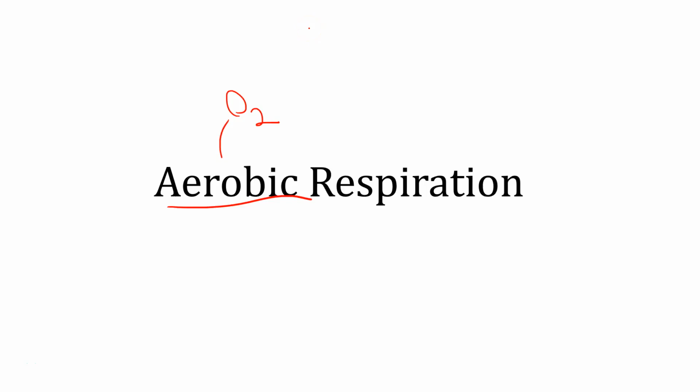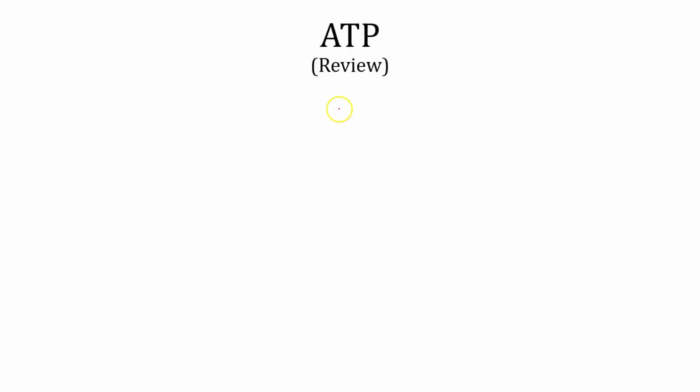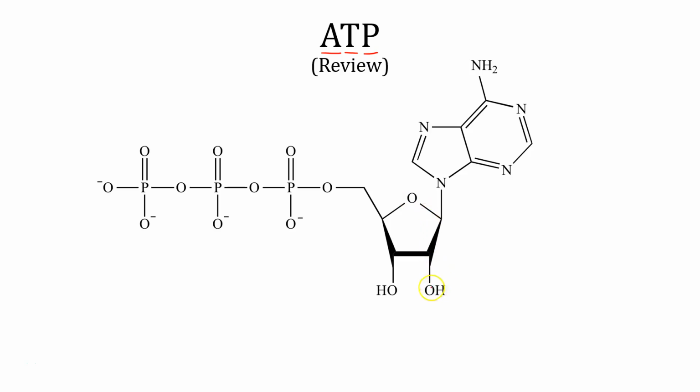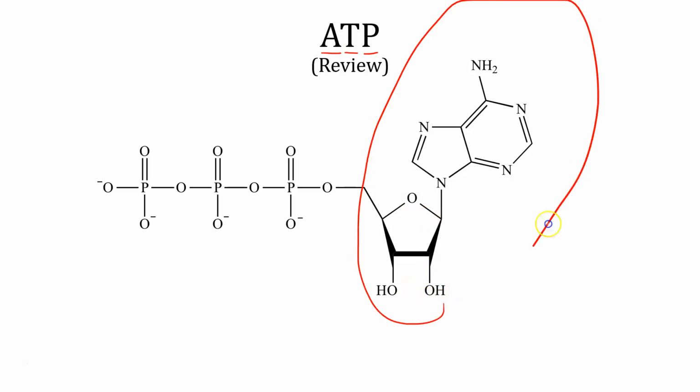Before we get too far into it, though, we do need to review this molecule, ATP, which stands for adenosine triphosphate. If you look at the molecule, it's something like this. This whole part here is called adenosine. It's made up of one ribose sugar and a nitrogenous base called adenine. That's the same one that is found in DNA. And it's called triphosphate because there are 1, 2, 3 of these phosphate groups on the molecule.